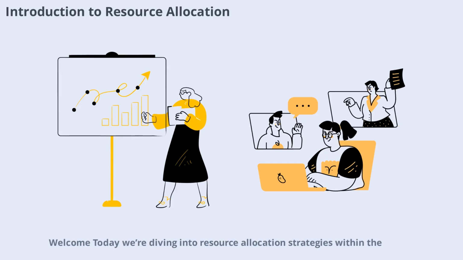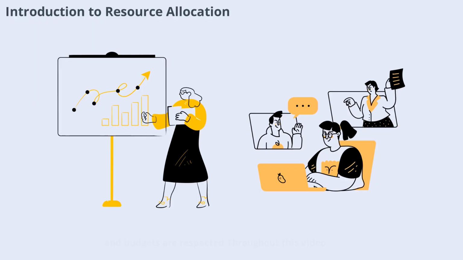Welcome. Today, we're diving into resource allocation strategies within the context of project scheduling, a cornerstone of effective project management. Resource allocation is all about distributing available resources such as people, equipment, and materials to project tasks in the most efficient way possible. This ensures that projects stay on track, deadlines are met, and budgets are respected. Throughout this video, we'll explore why resource allocation matters, common challenges, and proven strategies you can use to optimize your project schedules. Let's start by understanding the basics and setting the stage for deeper insights ahead.